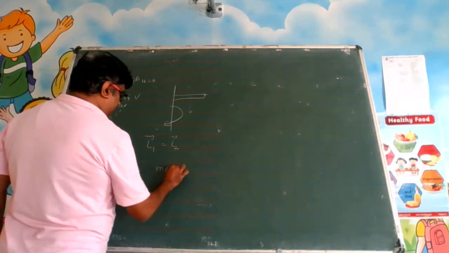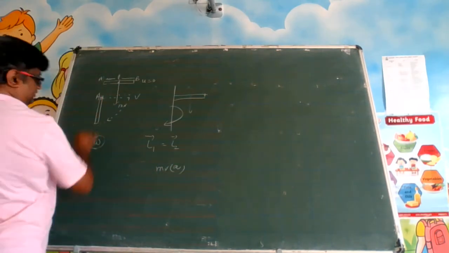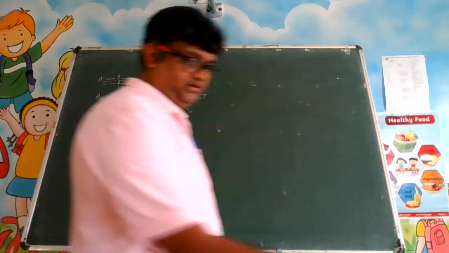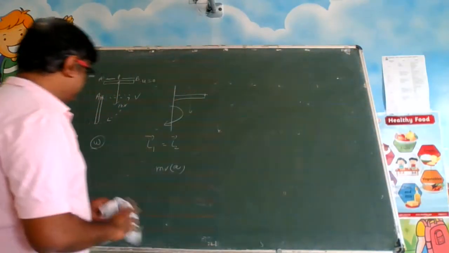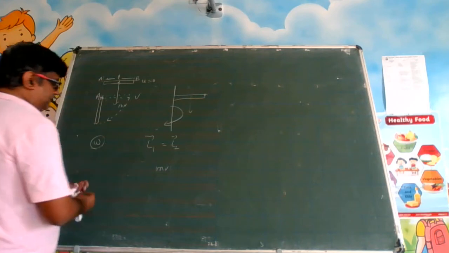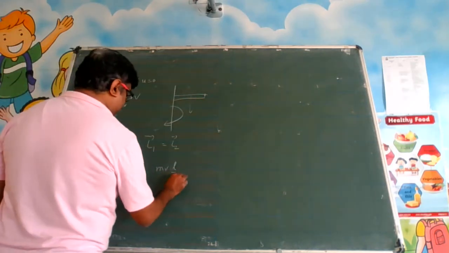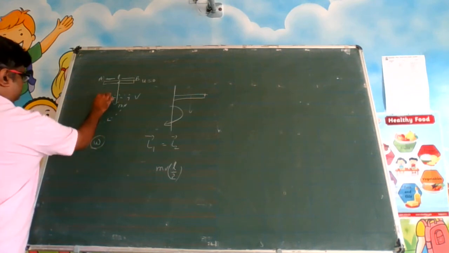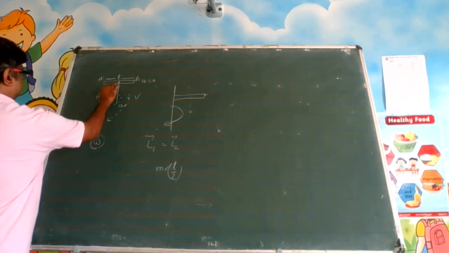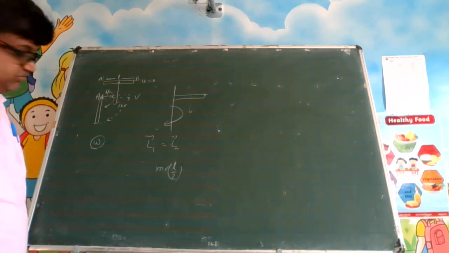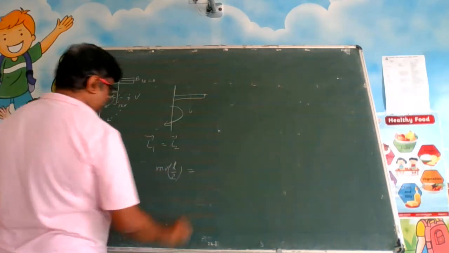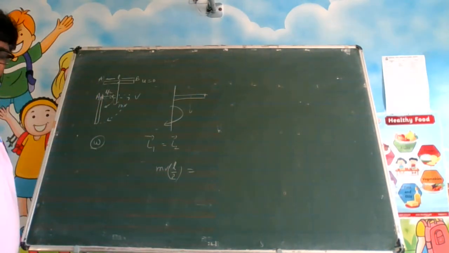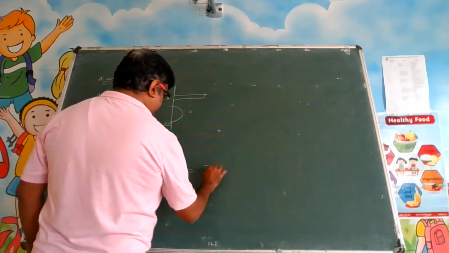So it will be, if this total length is L, this will be mv into L by 2. Understood why I took L by 2? Because its CG is here, and it is trying to rotate about this point. This distance is L by 2. Alright? So that is one point. This must be equal to, when it is rotating, I omega, isn't it?